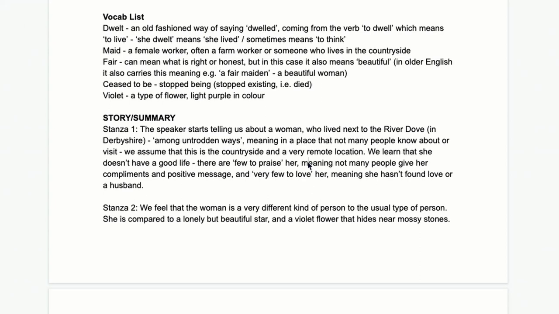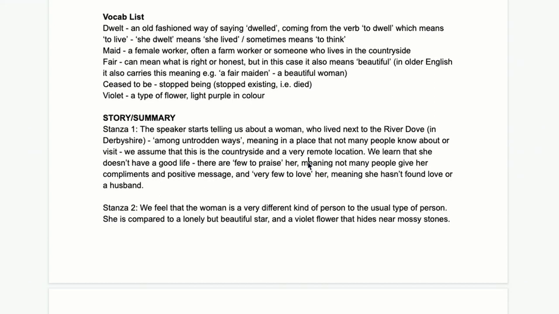Maid is a sort of worker in this sense. So obviously, maid nowadays, you might think of someone who works in a hotel, maybe, or a servant. Because this is a countryside poem, it's pastoral, as we'll look at in a minute. I think when he says maid, he actually means a rural farm worker or someone who lives in the countryside rather than a servant of a house.